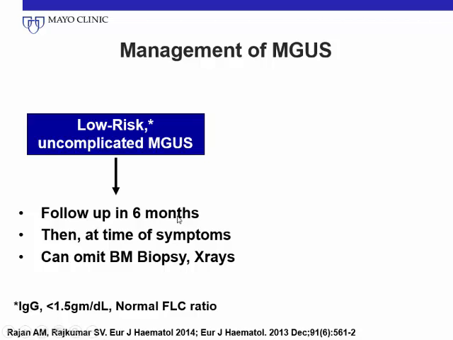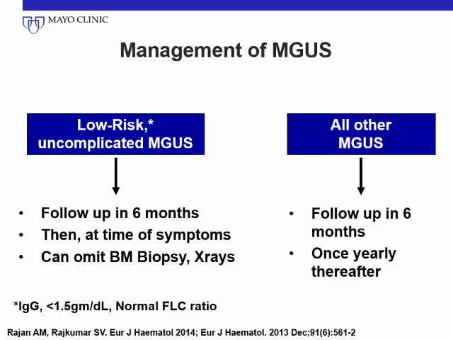It's also effective care because the patients are not constantly worrying about, am I going to get myeloma? I mean, it's very unlikely. All other MGUS patients, though, need a baseline bone marrow, baseline bone survey, and then you check them in 6 months and then once a year thereafter.